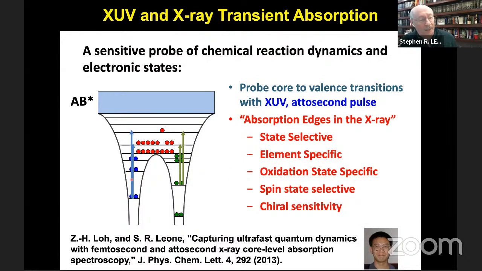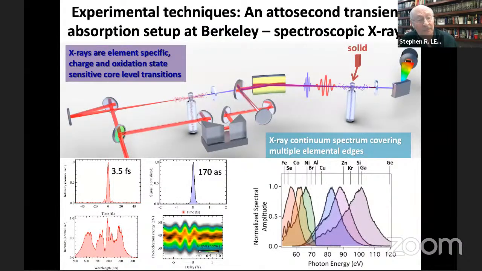So if this was like iron and this was oxygen, they would have very different transitions. And it will be sensitive to the oxidation and charge states and even spin and chiral sensitive. So it's a very powerful spectroscopic tool that has not been used very much in time dynamic measurements. So we construct in those big vacuum chambers a setup with a lot of optics.